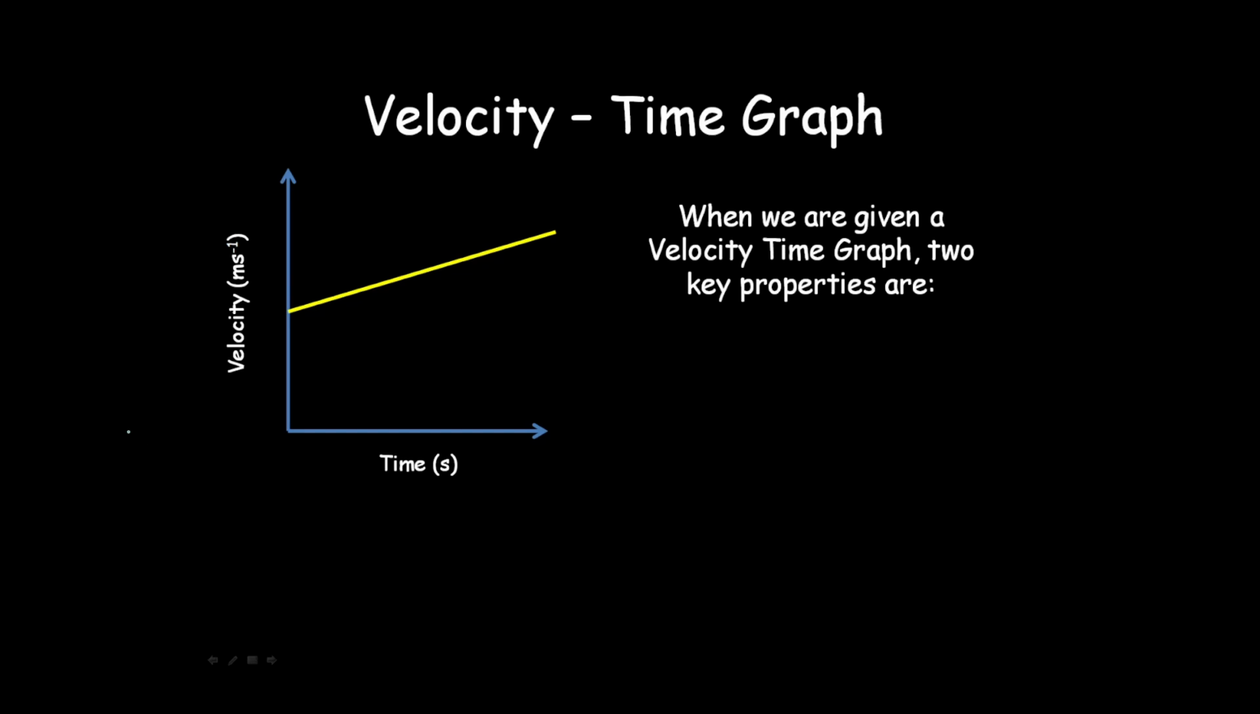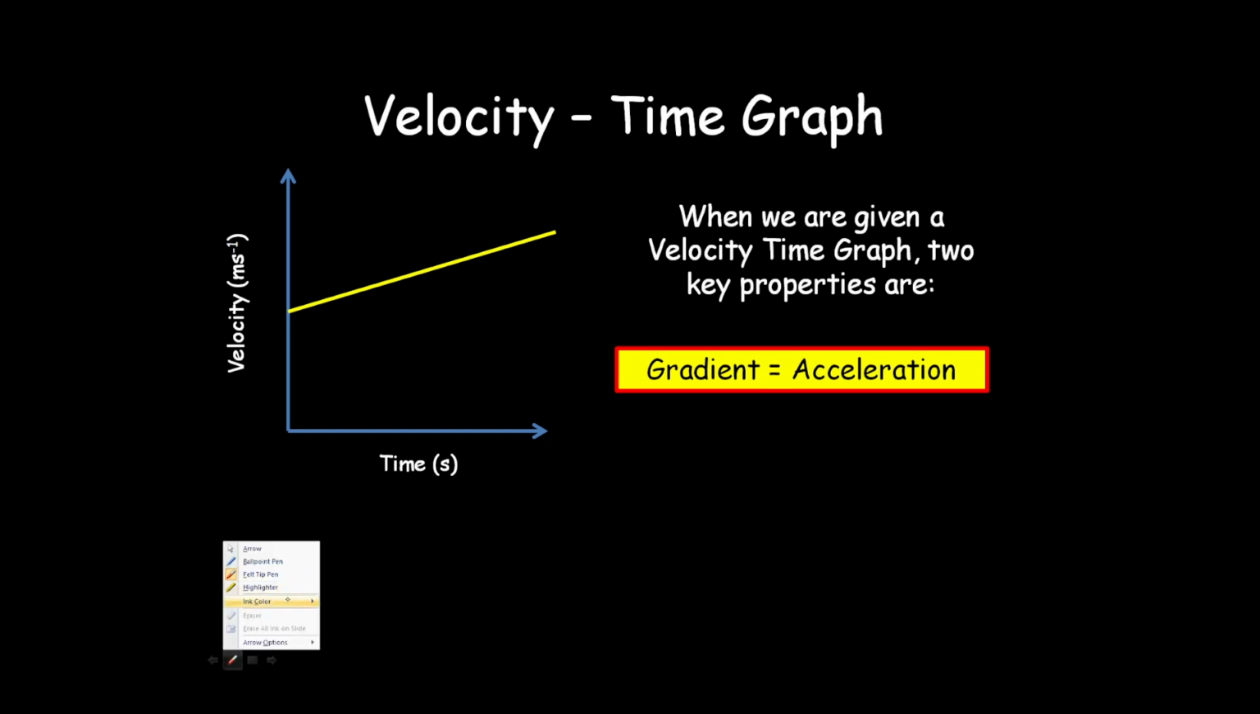Now when we are given a velocity time graph, there are two key properties that we need to be aware of. One of them is that the gradient is equal to the acceleration. So just a little reminder on how we find that.